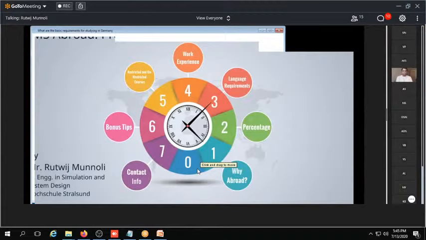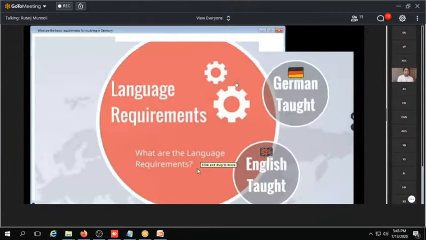And can you elaborate on the language requirements? What exactly is the 6.5 IELTS score? Okay, IELTS score. Just a minute, I'll go to the next slide.